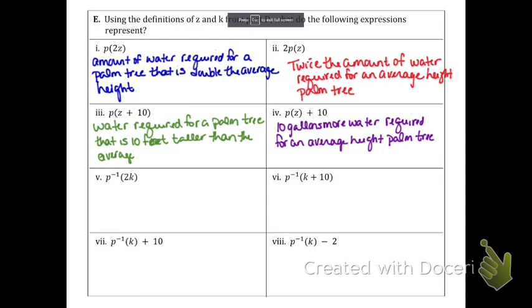All right, 5. The inverse P of 2K, so that would equal Z. And so what we have here then, remember, is this means that P of Z equals 2K. And so this is just double the amount of water required for an average height palm tree.